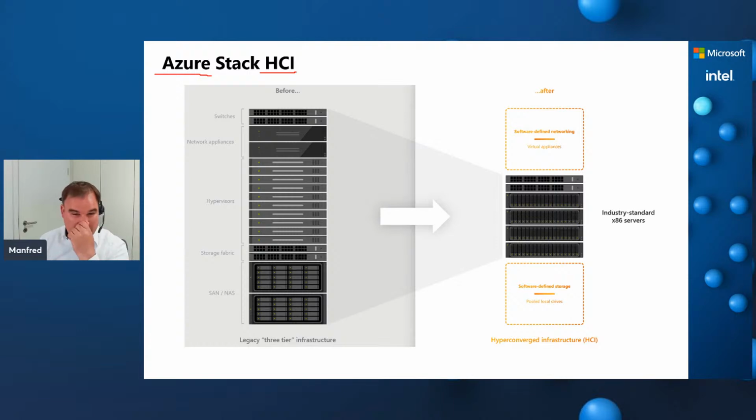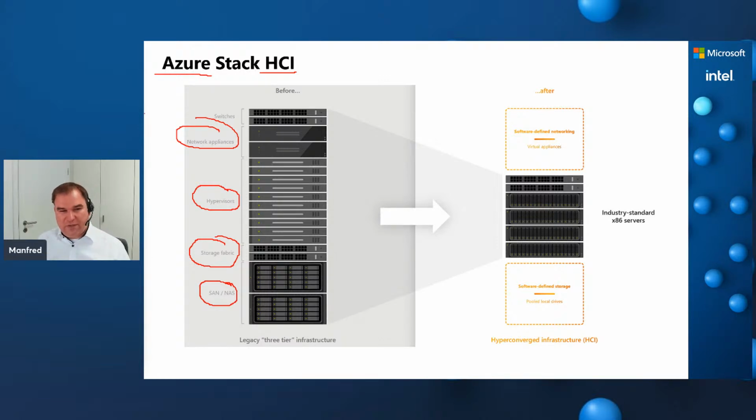Because when we are thinking about the traditional stack, we can see on the left-hand side there are SAN and NAS systems. There are storage fabric switches. There are servers that provide our hypervisor layer for virtual machines. We have the network appliances and so on. So a very complex stack with many different hardware components we have to care about. And the important thing about this is that we need dedicated knowledge for each of these systems. So there are SAN systems from many different vendors in the market, fabric switches from many different vendors in the market.